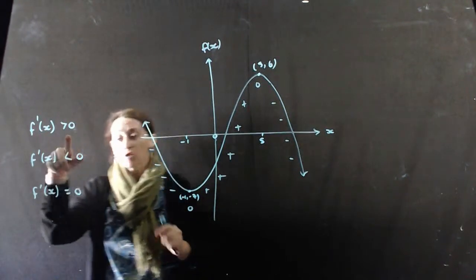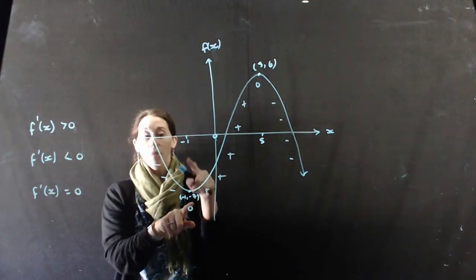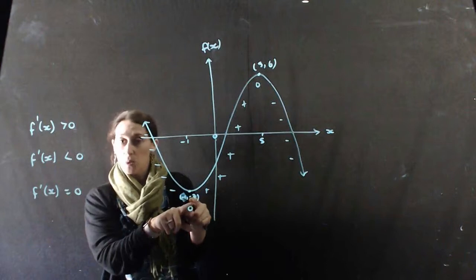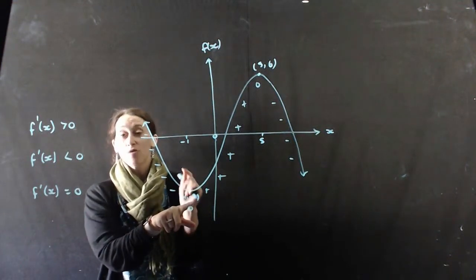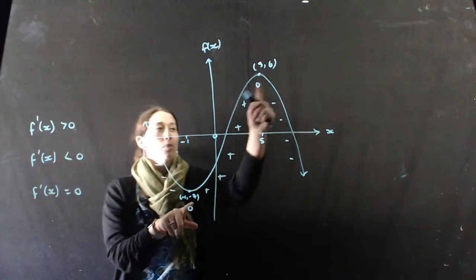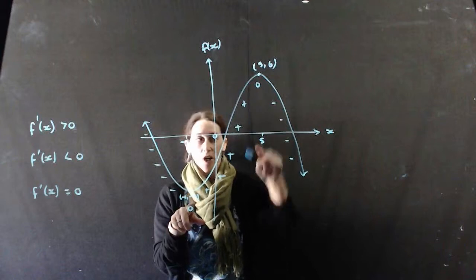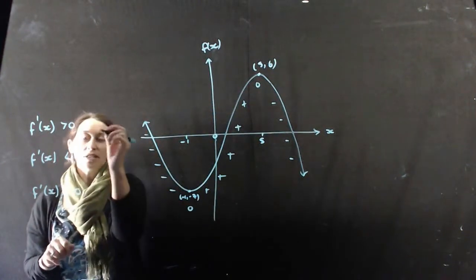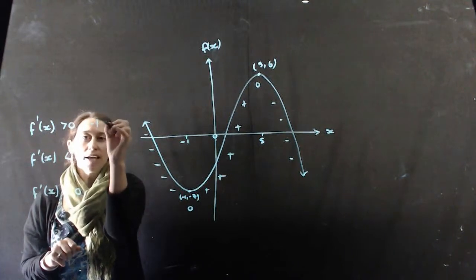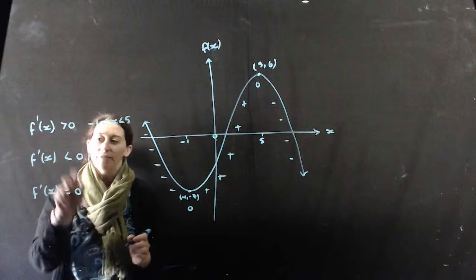So when the gradient is greater than 0, that means it's positive. So it's positive from x is -1, but it's not including -1 because at -1, the gradient is 0. So x has to be greater than -1, but of course it's positive up until 5, but it's not including 5 because at 5, the gradient is 0. So of course this works for when x is greater than -1, but less than 5.